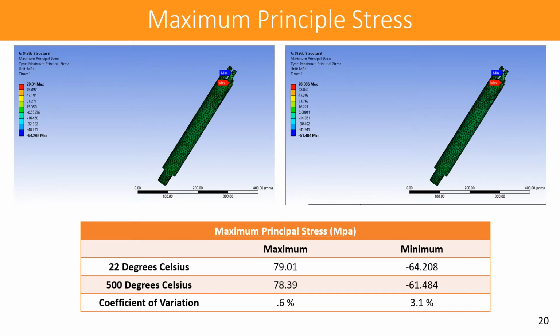Lastly, we have the maximum principal stresses within our geometry. Like I've said before, we have the 22 degrees Celsius on the left and 500 degrees Celsius on the right. With the maximum values, we have about a 0.6% coefficient of variation, and with the minimum values, we have about a 3.1% coefficient of variation.